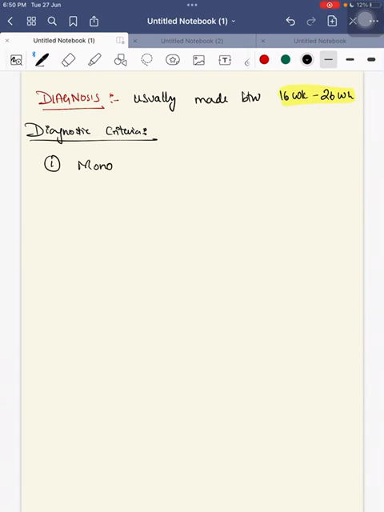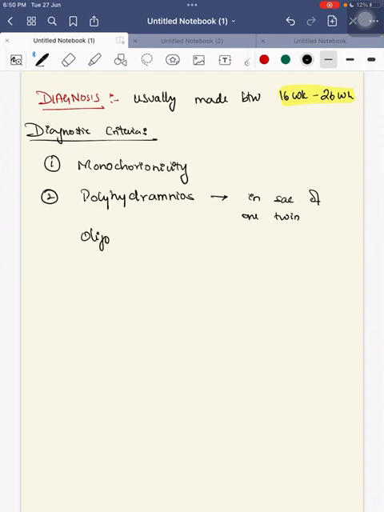So the first diagnostic criterion is monochorionicity. Second, when you find polyhydramnios in the sac of one twin and oligohydramnios in the sac of the other twin, this itself is more than enough to diagnose twin-to-twin transfusion syndrome.